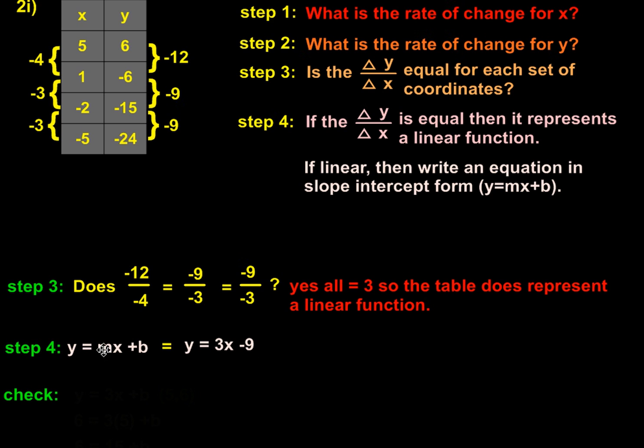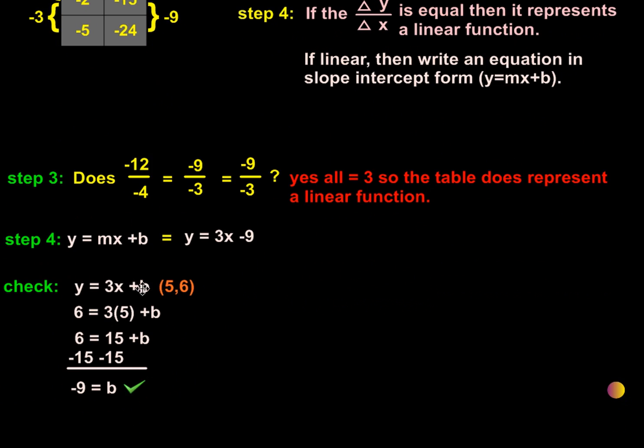I can check myself to make sure that that works out. I'll take 5 and 6 from up here in my table, and plug that into y equals 3x plus b. So I have 6 equals 3 times 5 plus b. 6 equals 15 plus b. If I subtract 15 from both sides, that gives me negative 9 equals b, which is what I had said in the original equation, so that's a check.